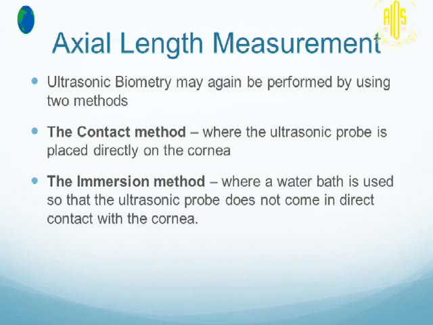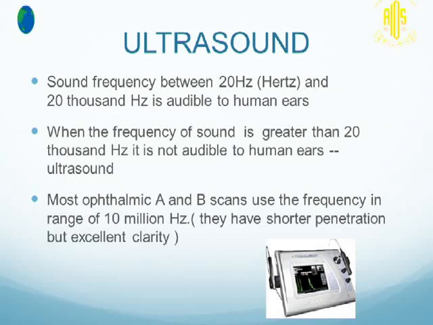Ultrasonic biometry may again be performed using two methods. The contact method, where the ultrasonic probe is placed directly onto the cornea. The immersion method, where a water bath is used so that the ultrasonic probe does not come in direct contact with the cornea. What do we mean really by ultrasound and the waves that are produced?